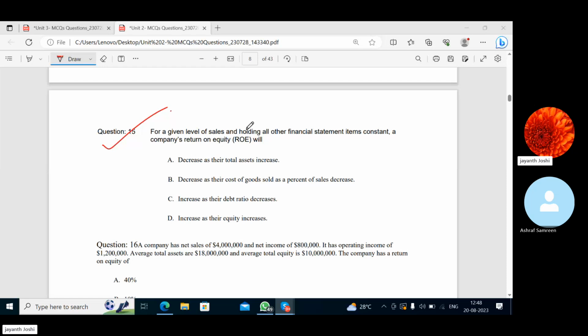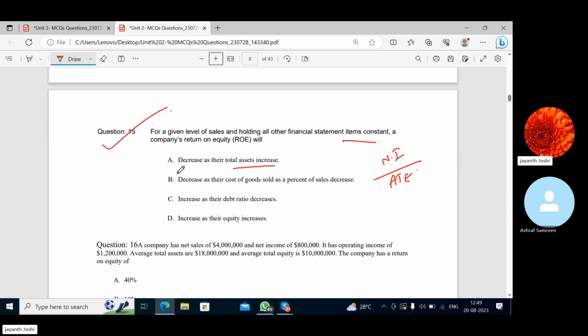So the question is, for a given level of sales and holding all other financial statement items constant, a company's ROE will decrease as their total assets increase. So they are saying your sales and other things are constant, it seems. See, what is the formula for ROE? Net income by average total equity, right? What is the meaning of this?